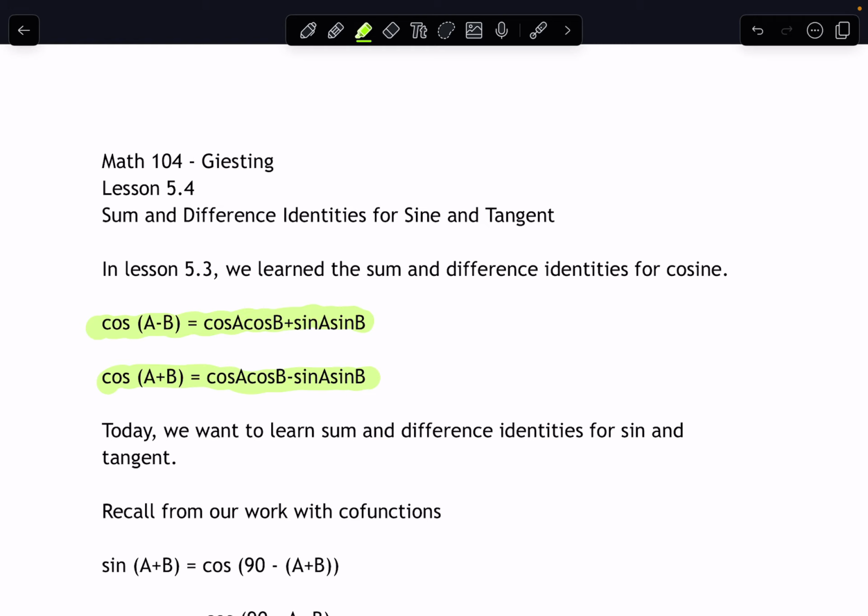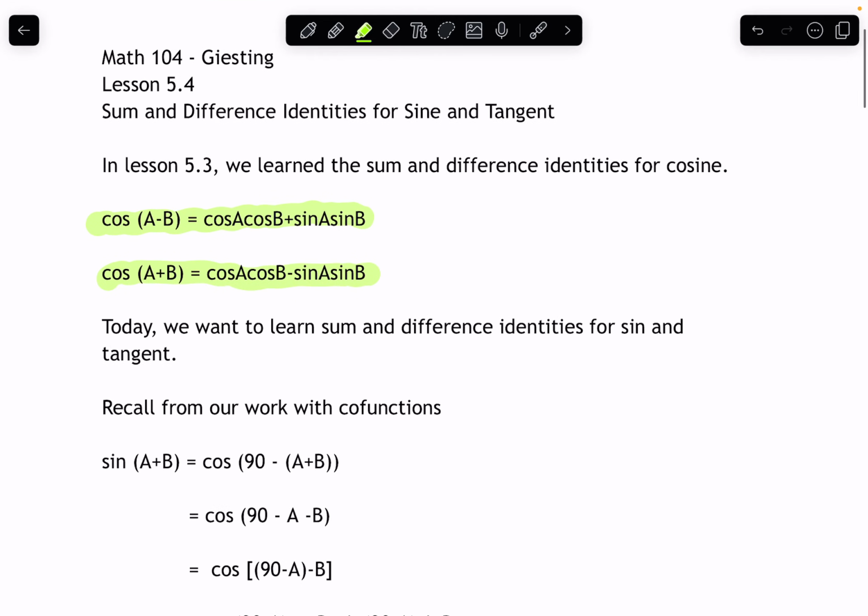Today we're going to learn sum and difference identities for the sine and tangent. So the work that we're going to do today is going to be very similar to what we did in lesson 5.3 once we learn what the identities are. So to start with, we're going to work with sine of a plus b.